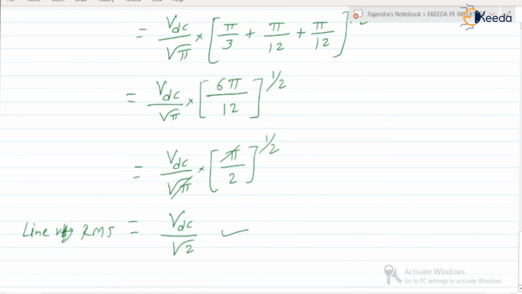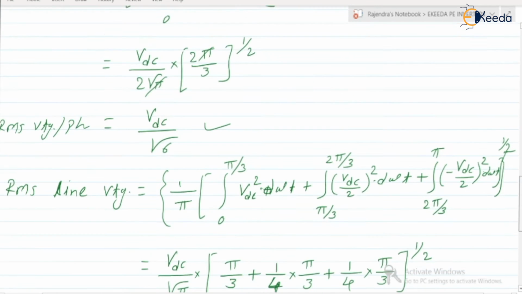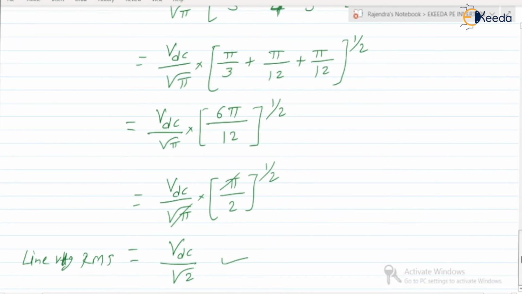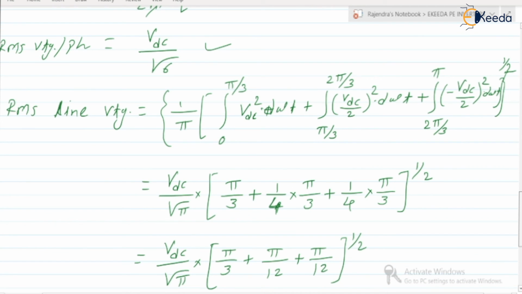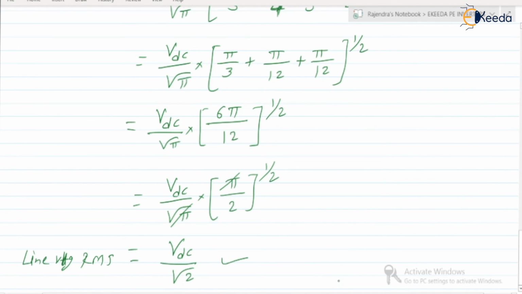So this is VDC by root 2. If you check the phase voltage, it was VDC by root 6, and the line voltage is VDC by root 2. If you multiply the phase voltage by root 3, you will get the line voltage, right.